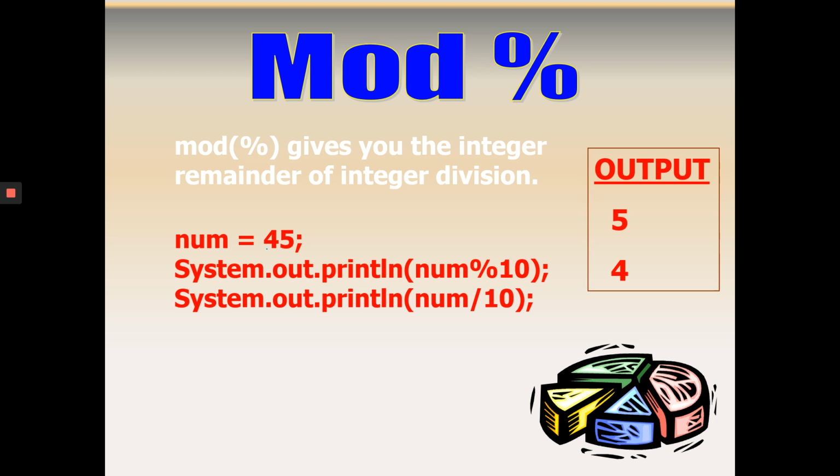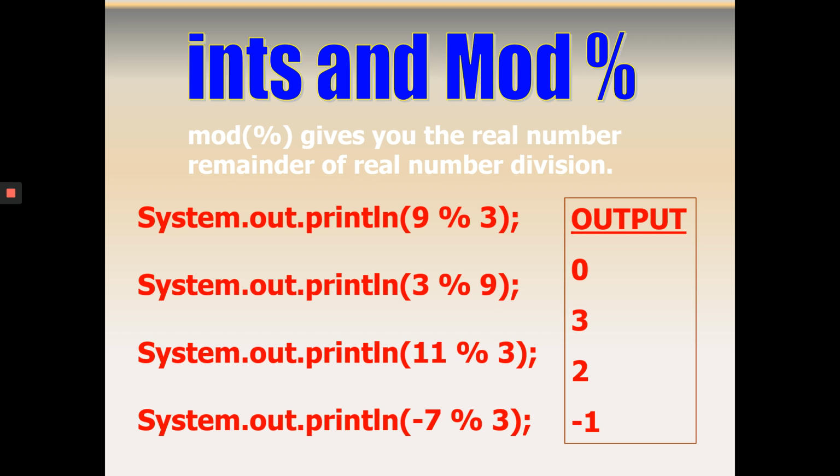Okay, so if we have 45 mod 10, it's really saying take 45 divided by 10, and your remainder is what it's going to give you. Pretty simple. If you take 45 divided by 10, you get 4, because remember, an int divided by an int will give you the truncated part before the decimal. But modulus is basically just the remainder.